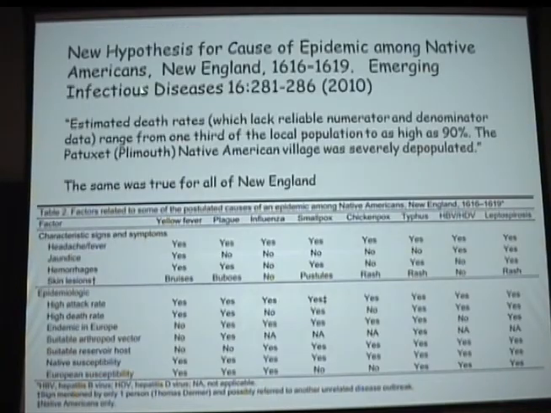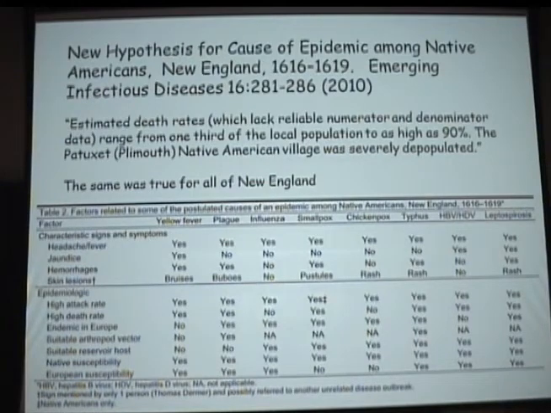This is the title of a paper that would appear in Emerging Infectious Diseases. A quote from that: estimated deaths range from 1/3 to 90%. I have read 96%. Plymouth was severely depopulated. So just like, who was it?